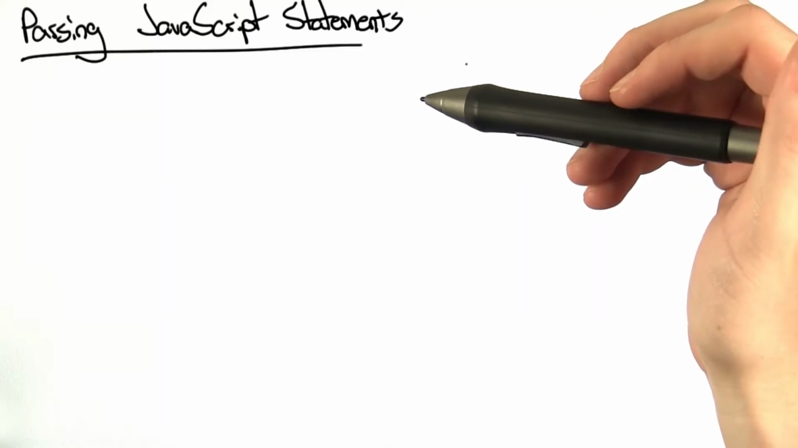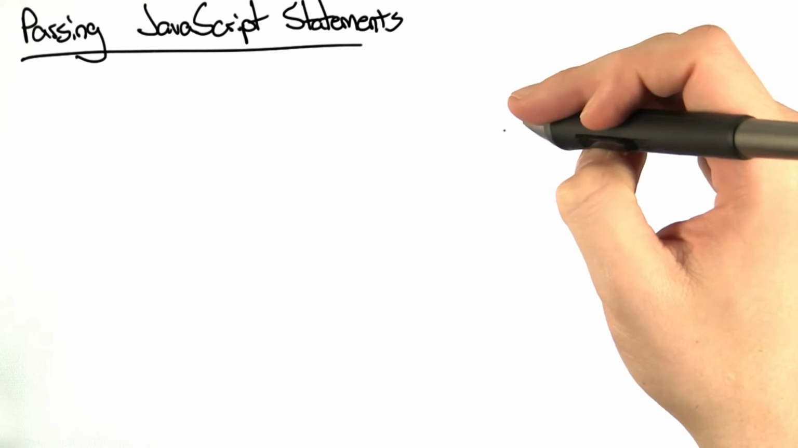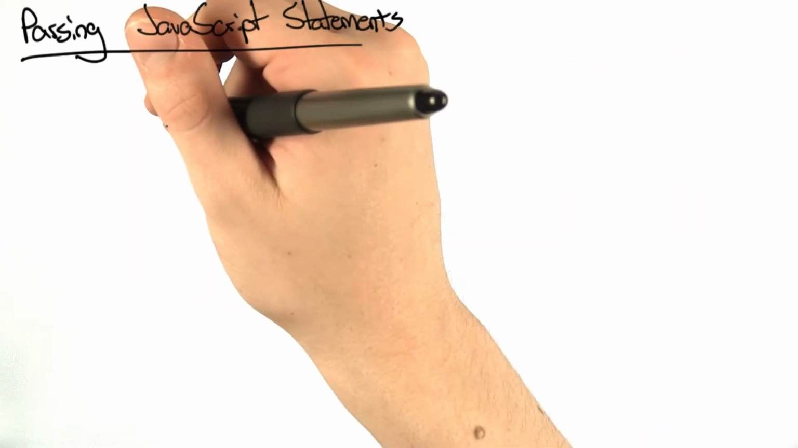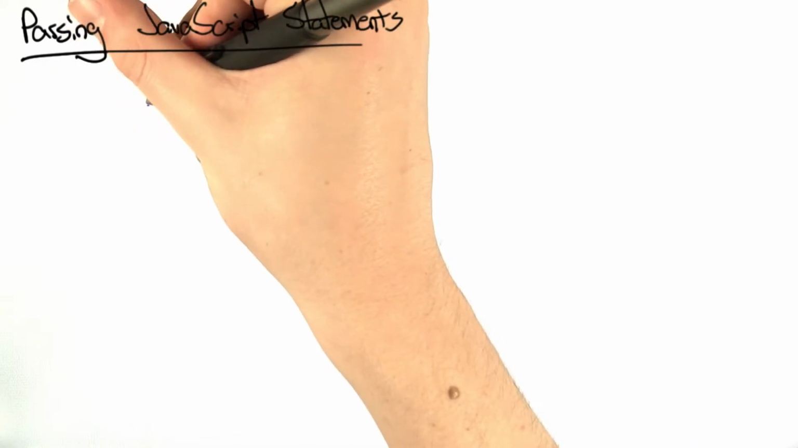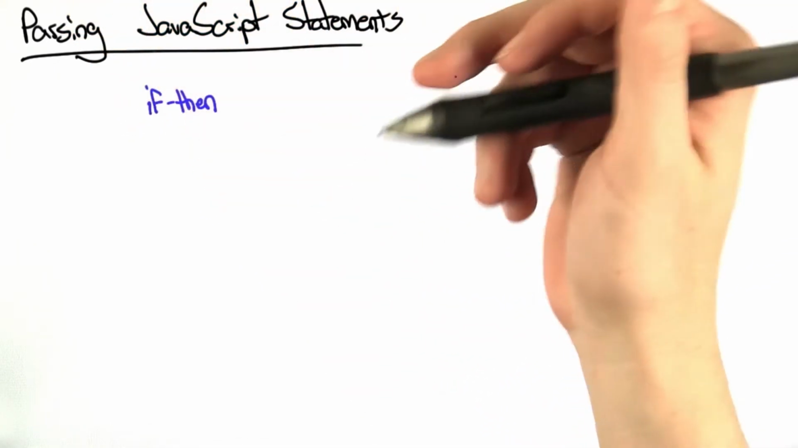In this problem and the next, we're going to build a large portion of our JavaScript parser. In particular, we're first going to focus on JavaScript statements. And to make it even easier, we're really only going to consider 6 types of statements. If then, so if you have an if statement, basically.